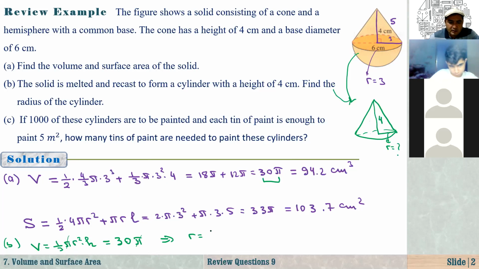So here we have 30 times 3 over h. What is h? It is equal to 4. And here we have r squared, so I should take the square root of this number. Okay, this is too long. I'm just solving this equation, right? 1/3 times r squared times h. We know that h is equal to 4. That's equal to 30, so that's equal to what we have here.